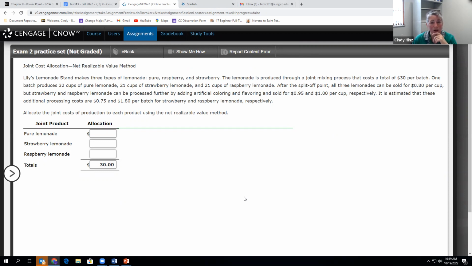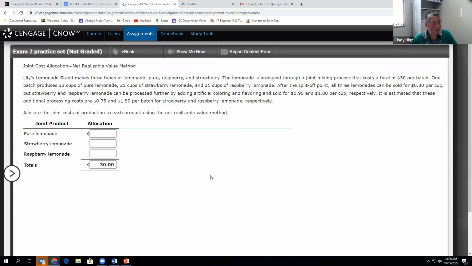After the split off point, all 3 lemonades can be sold for 80 cents per cup, but strawberry and raspberry lemonade can be processed further by adding artificial flavoring and coloring and sold for 95 cents and $1 per cup respectively. It is estimated that these additional processing costs are 75 cents and $1.80 per batch for strawberry and raspberry lemonade respectively. Allocate the joint cost of production to each product using the net realizable value method.